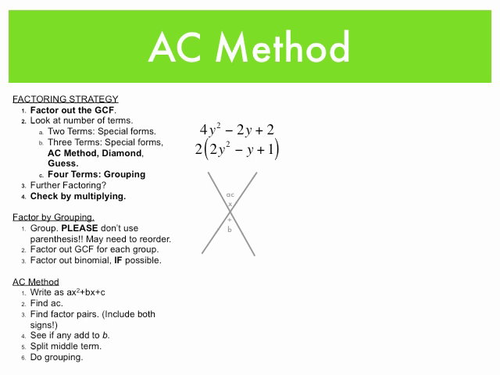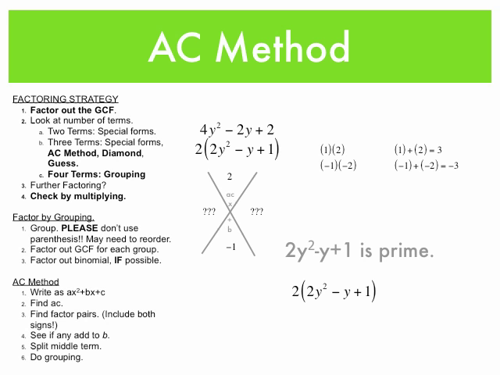Okay, my AC is 2, my B is negative 1. What two numbers could I multiply to get 2 and add to get negative 1? Well, these are my only choices, 1 times 2 and negative 1 times negative 2. But neither of those work. So what do I put here and here? Remember, if you've tried every possible choice and none of them work, you have a prime polynomial. So the only way that factors is by taking out the greatest common factor.